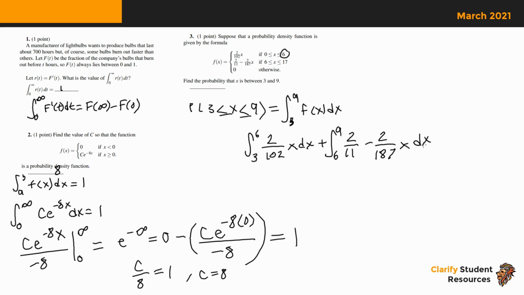So for these kinds of problems, they basically want to see that you understand that a PDF is representing the probability for a given range, right? So in this case, the range that they gave us, that x is between 3 and 9, is basically just going to be integrating the PDF from 3 to 9. So we get these two different sort of answers here.